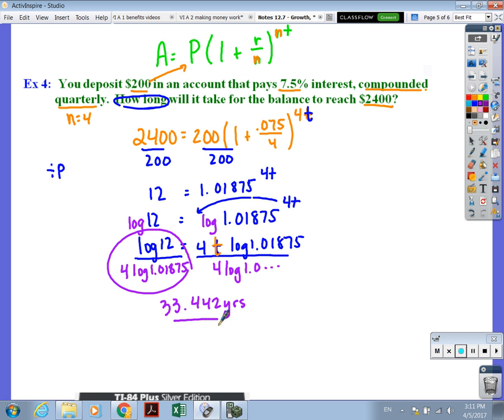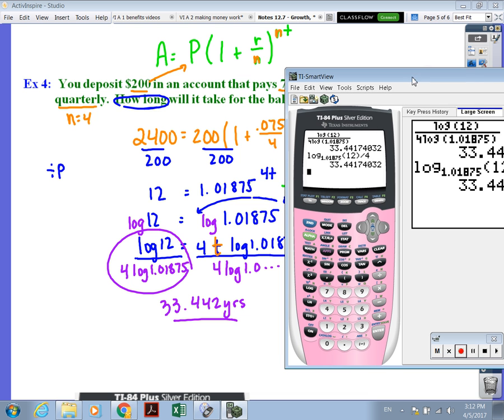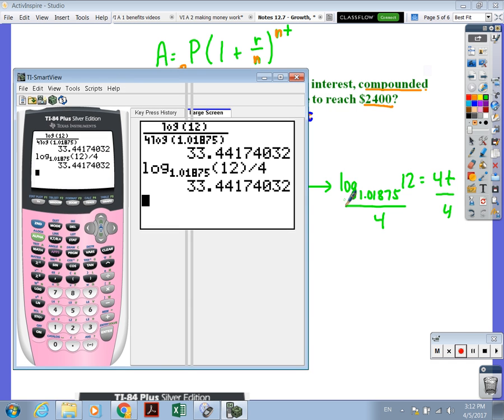But what's another way you could have gotten it? At this point in time here, you could have rewritten this going from exponents to logs. If you wrote log base, right, this is your base here, 1.01875 of 12 equals 4t, and then to get t alone, you could just divide by 4. It gives you the same answer. So just check it out on the calculator. If you chose to enter it this way, this is my log of 12 divided by 4 log 1.01875. If you chose to do it by rewriting using logs and dividing by 4, this is what it looks like, dividing by 4 at the end. So same answer either way.